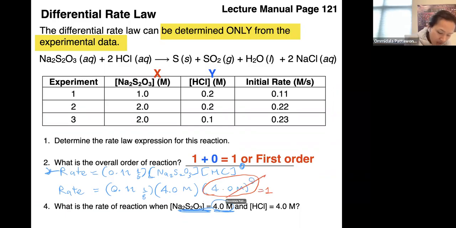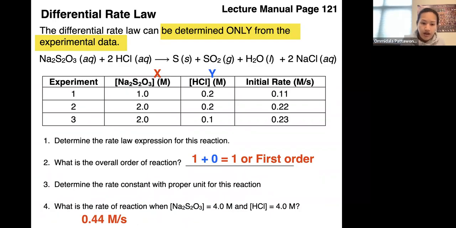So in this case, the rate at this condition would come out to be 0.44 molar per second, because you multiply molar and per second together. Which makes sense, because the rate unit is going to be the amount per time, so molar per second. So in this case, number 4 would be 0.44 molar per second.